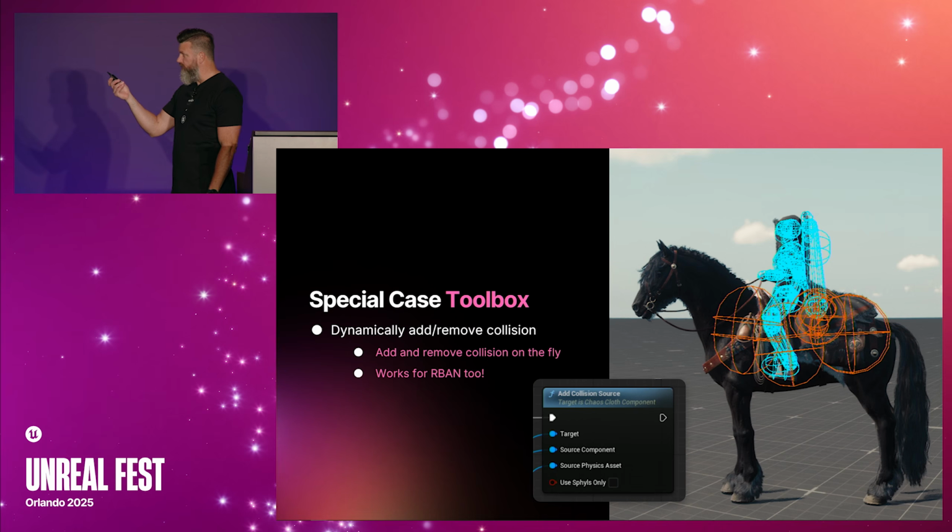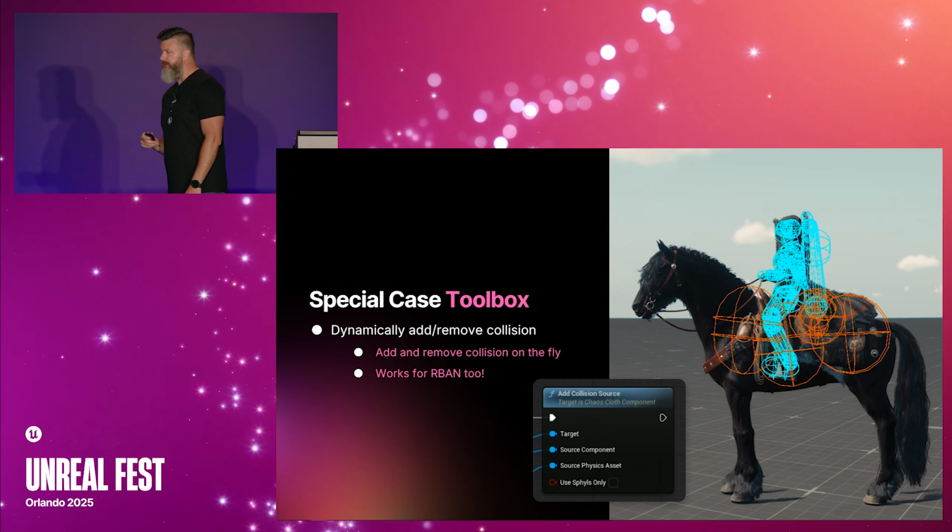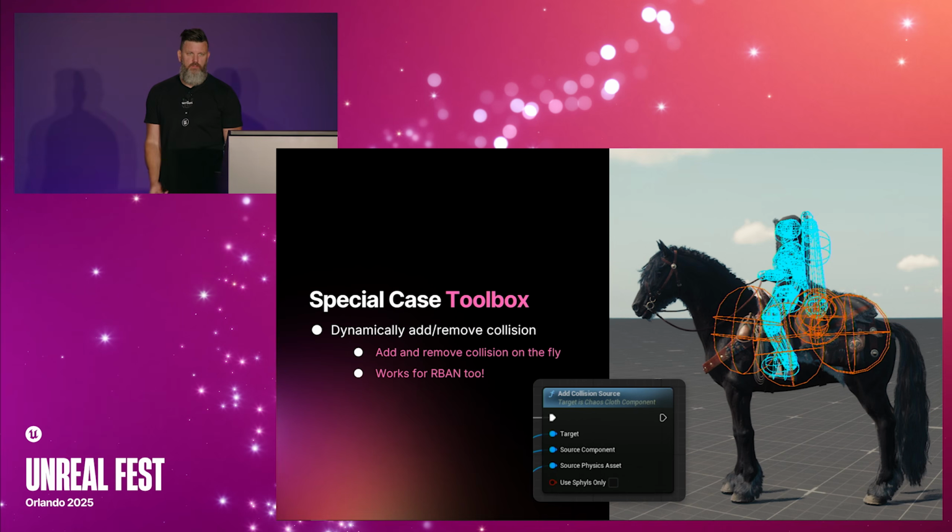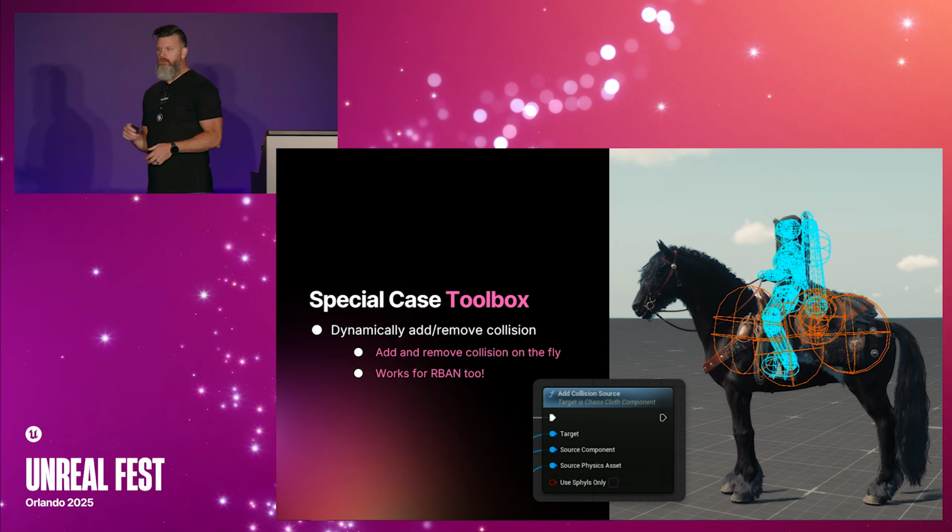The cool thing is that this works for RBWD as well. So with any rigid body dynamics, you can dynamically add and remove collisions. If you had a backpack or something in the hair that you needed to collide with, you can add and remove collisions. So that's a really cool node.